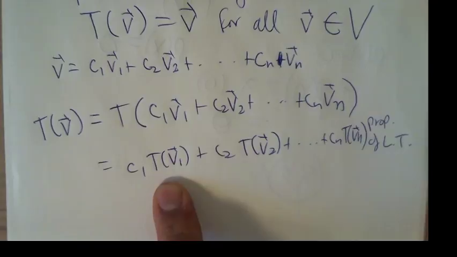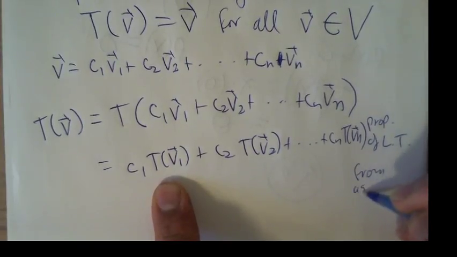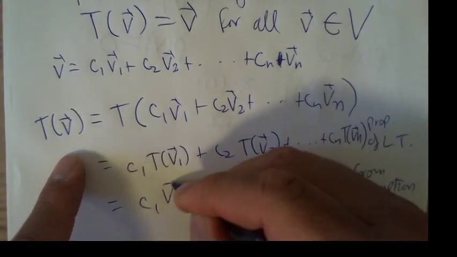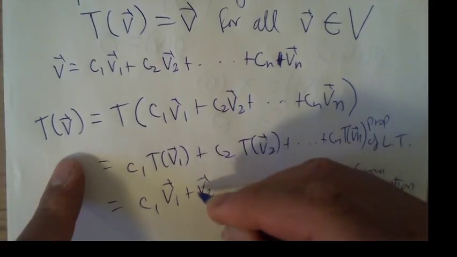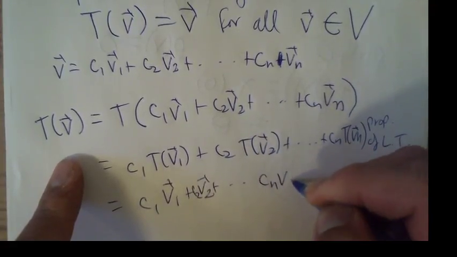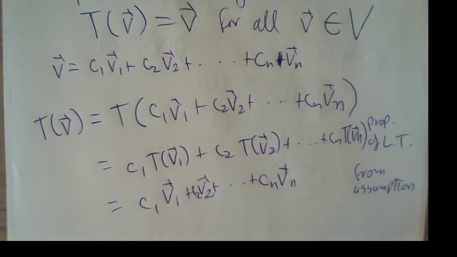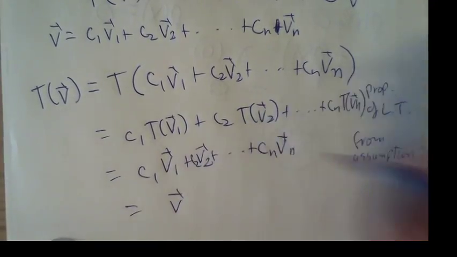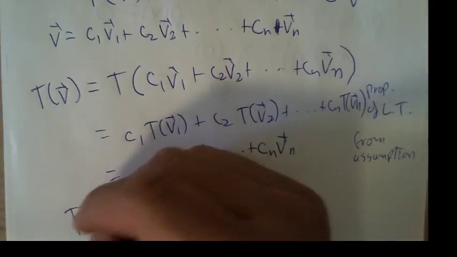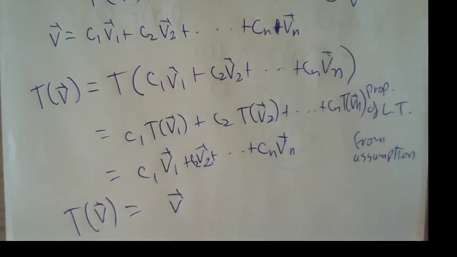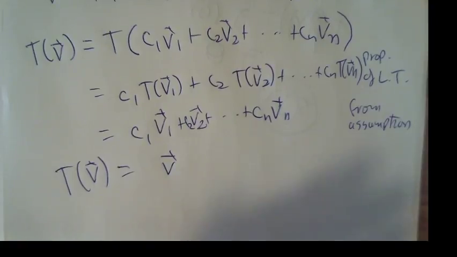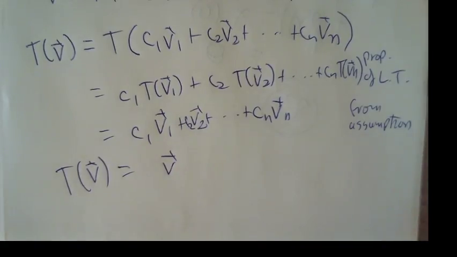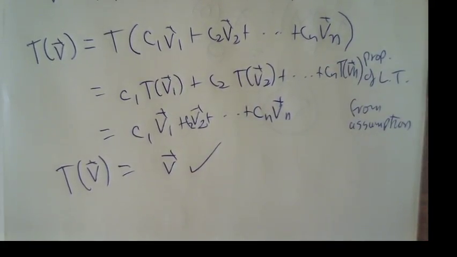And then from there, from our assumption, I know what these values are. This is just V1, that's V2, and then all the way to Cn Vn. All right, but this is just V. So what did we just show? We just showed that for any vector, now we've actually shown we have the identity, right? The transformation of any vector V gives us back V. So we have our identity operation.